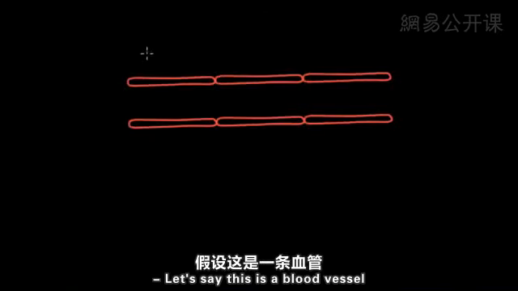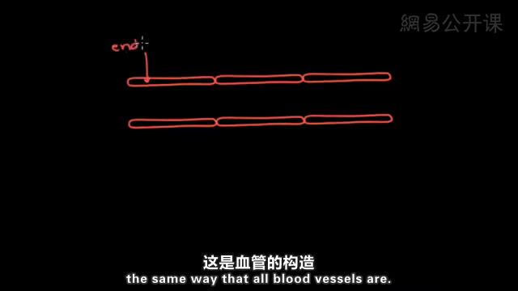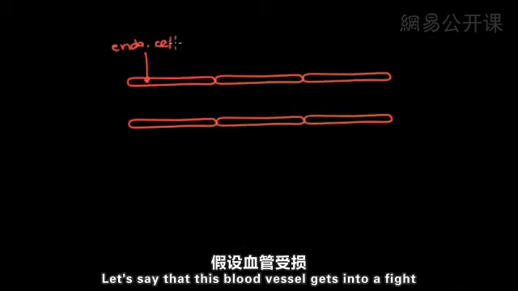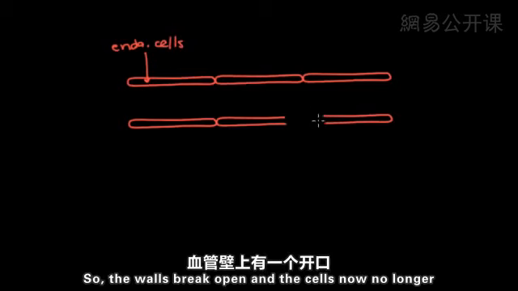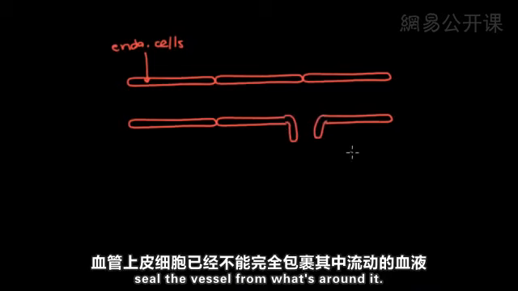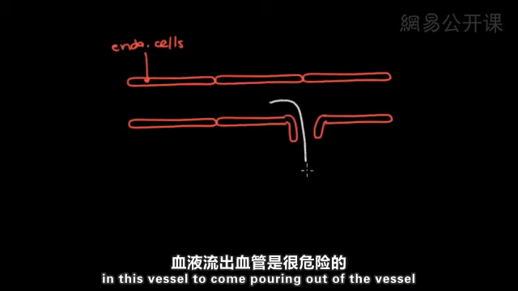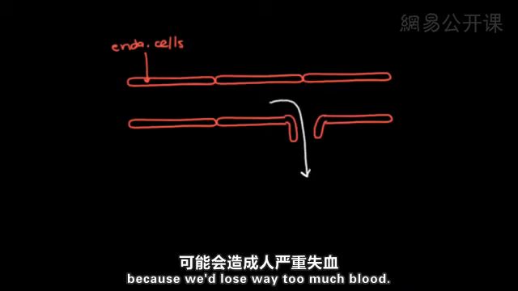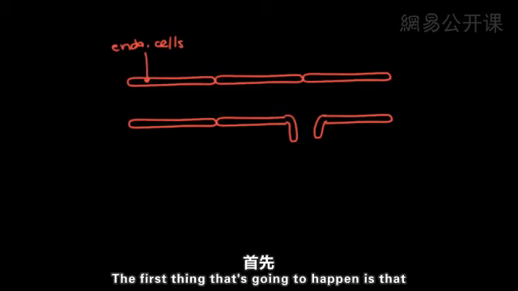Let's say this is a blood vessel, and it's made up of these endothelial cells, the same way that all blood vessels are. And let's say that this blood vessel gets into a fight, and it gets a little bit hurt. So the walls break open, and the cells now no longer seal the vessel from what's around it. When this happens, we wouldn't want all the blood in this vessel to come pouring out of the vessel, because we'd lose way too much blood. And so the body has a method of containing the blood.